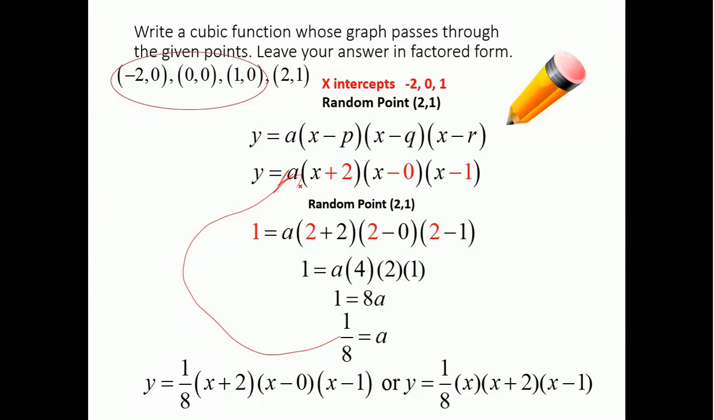And you could write this two ways. So I could have it 1/8 times x plus 2 times x minus 0 times x minus 1. Or if that x minus 0 bothers you a lot, which for some people it does, you can not have the x minus 0. You could just have a plain old x sitting right there. And then it will be fine and perfect and dandy.